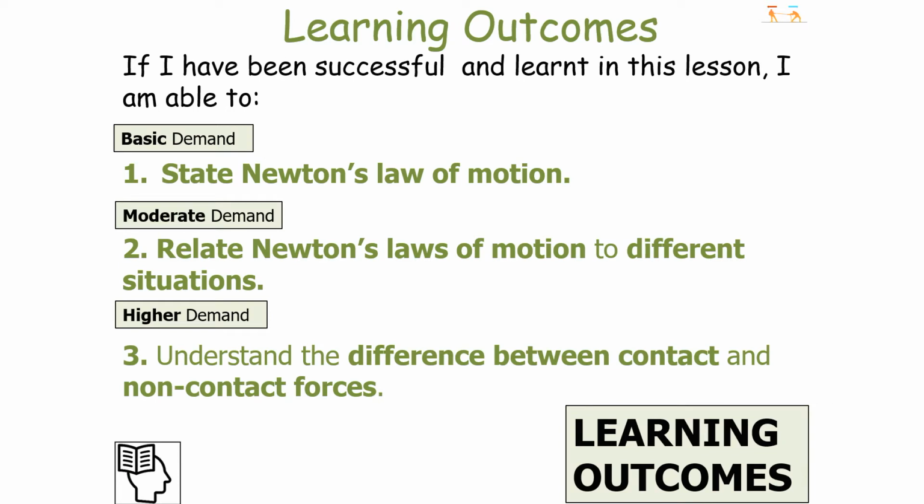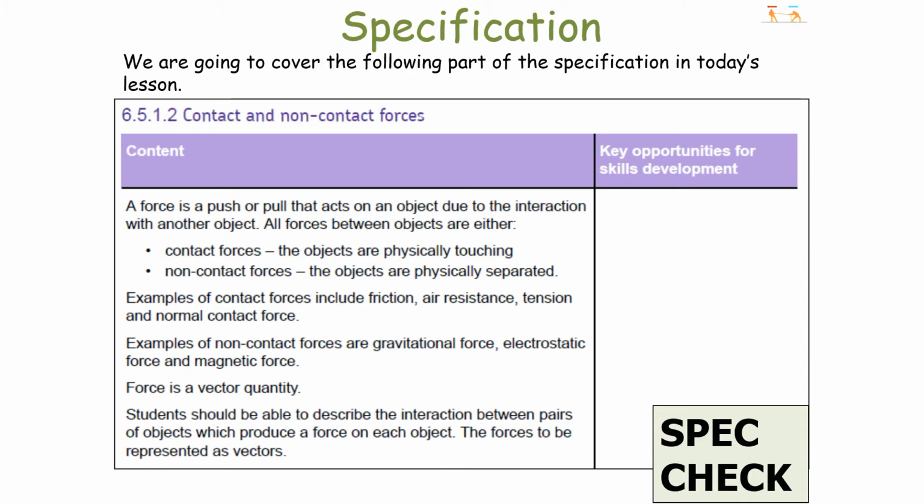So if we've been successful and learnt in today's lesson, we should be able to state Newton's laws of motion, relate Newton's laws of motion to different situations, and finally understand the difference between contact and non-contact forces, which links into the following part of the GCSE Combined Science specification of physics in 6.5.1.2, contact and non-contact forces.